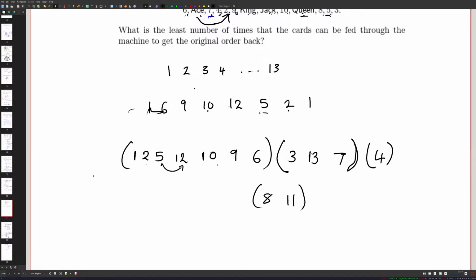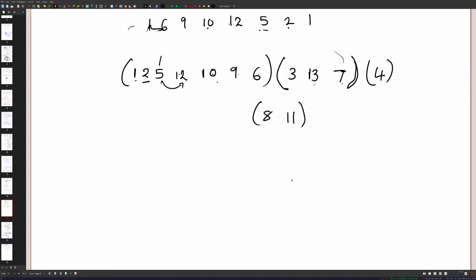So this is what this shuffling machine does to the cards. It takes the card that was in position 1, puts it in position 2. It takes the card that was in position 2, puts it in position 5. It takes the card that was in position 5 and puts it in position 12. It takes that card and puts it in position 10, in position 9, in position 6. It moves the 3rd card to the 13th place, the 13th card to the 7th place, the 7th card to the 3rd place. It leaves the 4th card in the same position. It swaps the cards that were 8th and 11th. And if you do it twice, you're going to go 2 positions along this cycle. And if you do it 3 times, you're going to go 3 positions along this cycle.